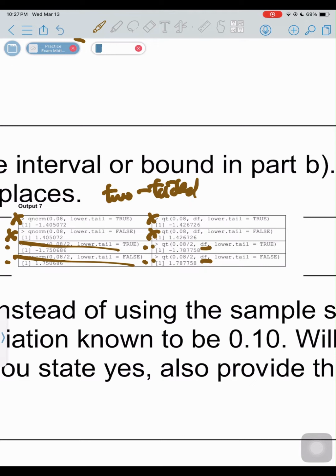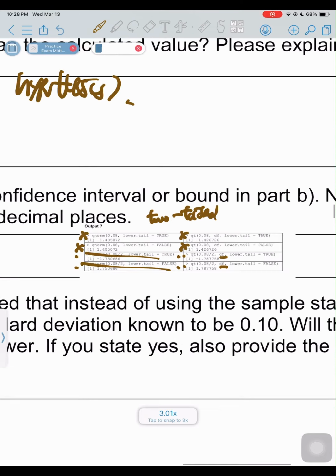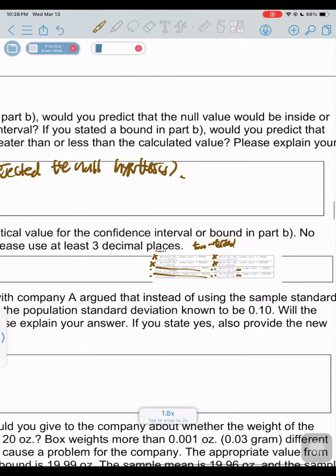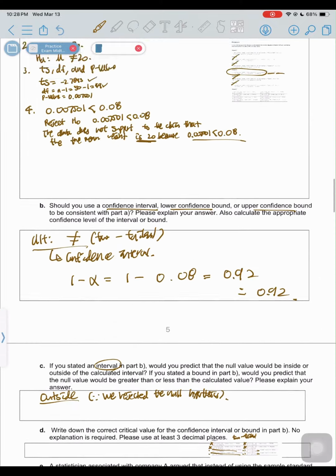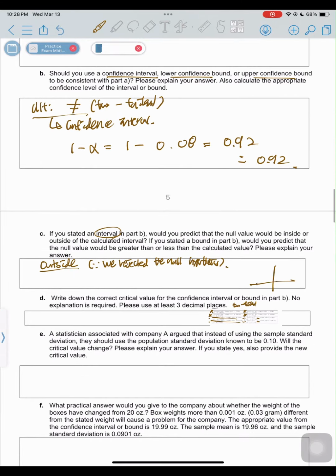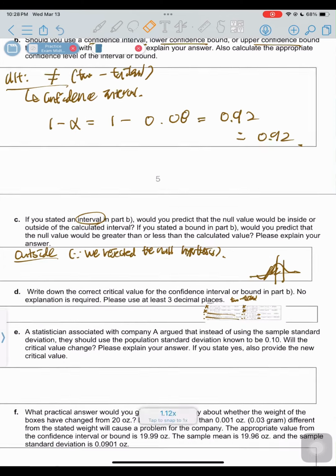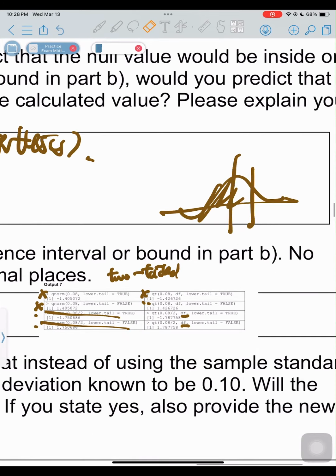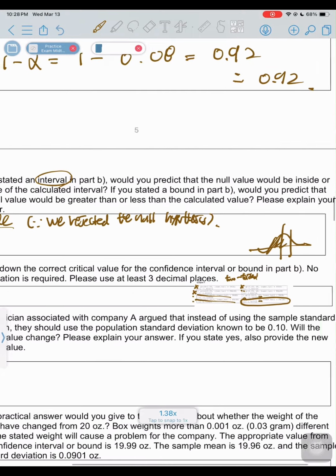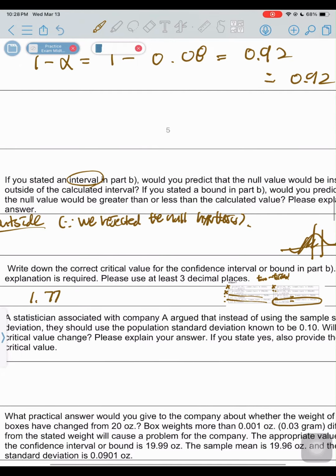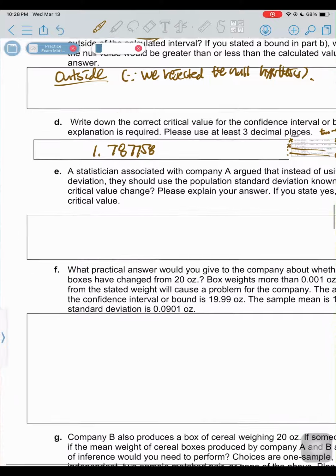And then if you look at lower.tail equals true and lower.tail equals false, since we're interested in the value on, I guess, the left side of the normal curve, that would make it this one. 1.787758. So the critical value would be 1.787758. There we go. That's the correct output.